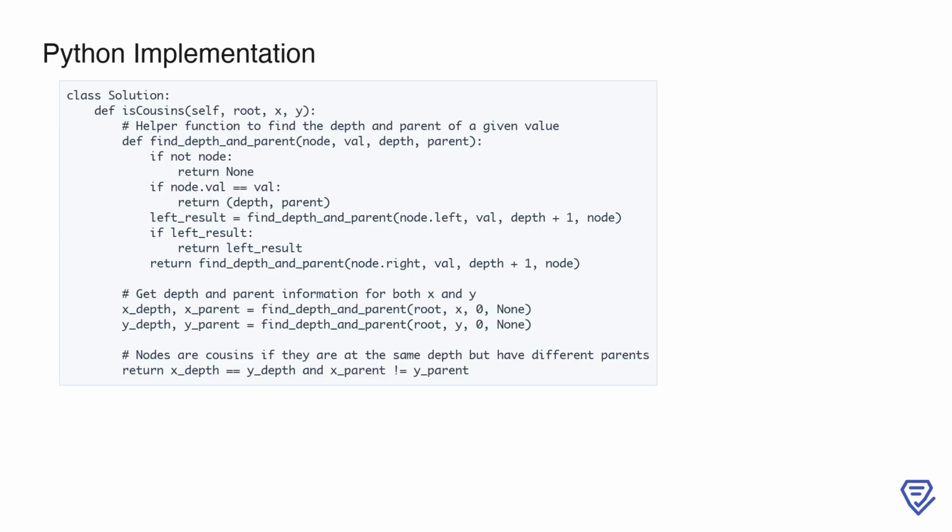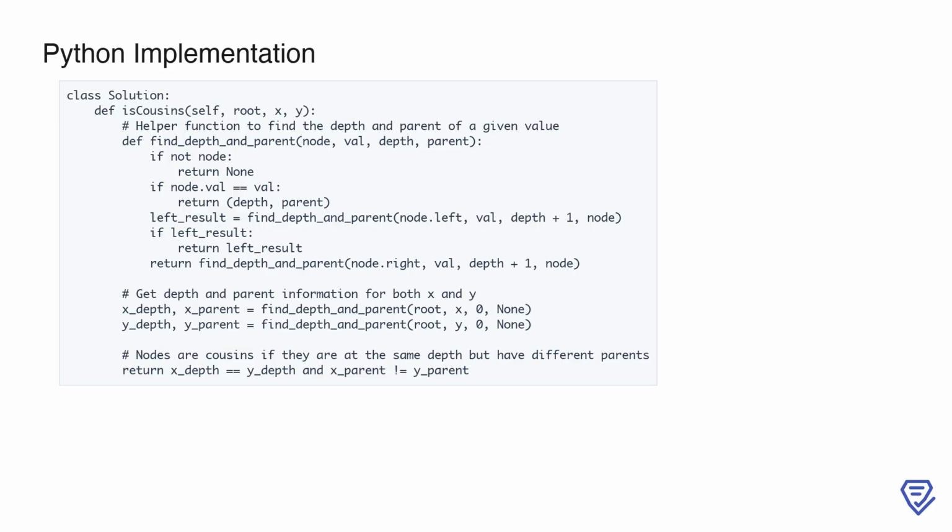It takes 4 arguments: the current node, the value to search for, val, the current depth, and the parent of the current node. If the current node is none, it returns none, indicating the value wasn't found in this subtree. If the current node's value matches the target value, it returns a tuple containing the depth and parent of the node. Otherwise, it recursively searches the left and right subtrees. If the value is found in the left subtree, the result is returned immediately. If not, the right subtree is searched.